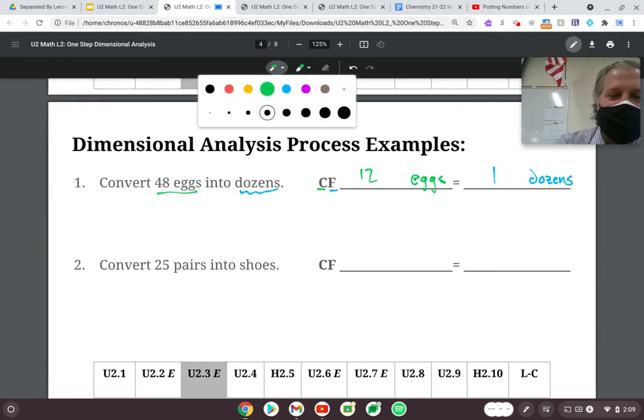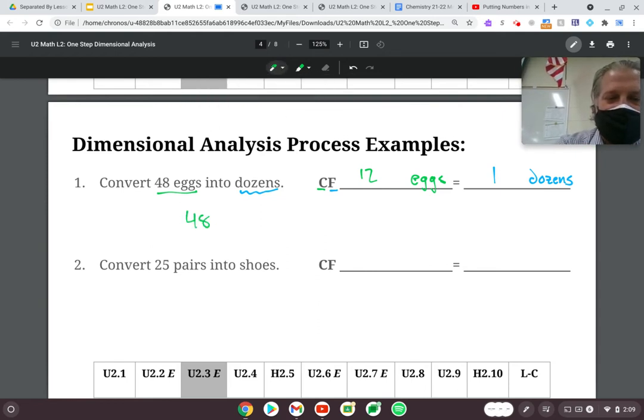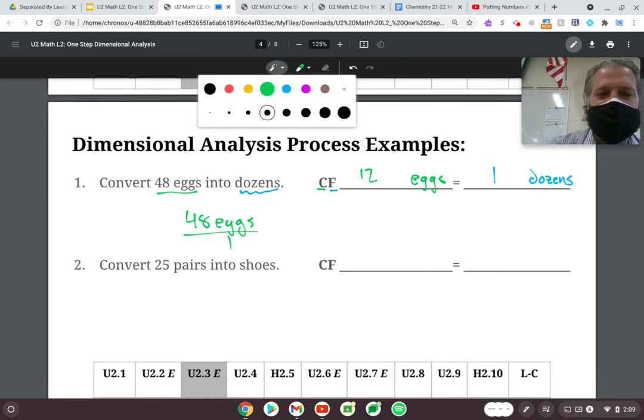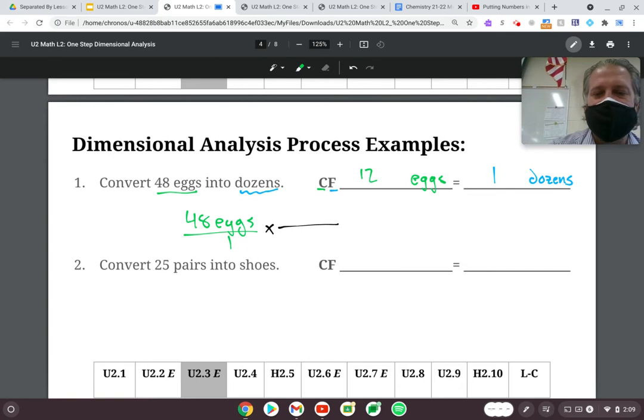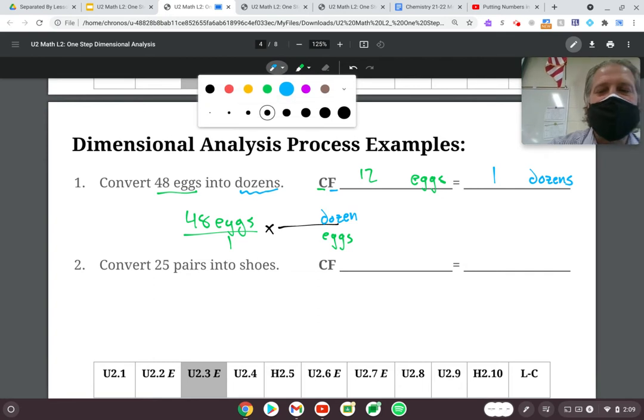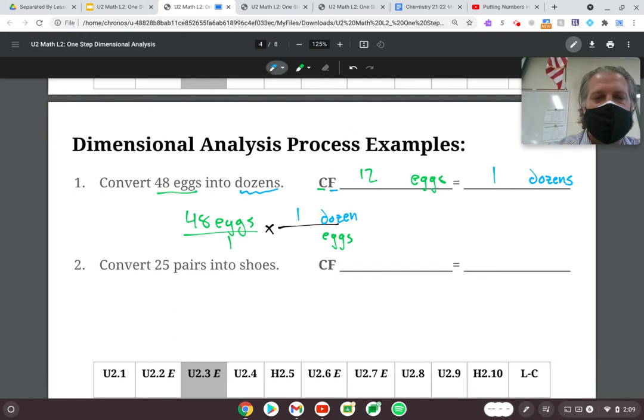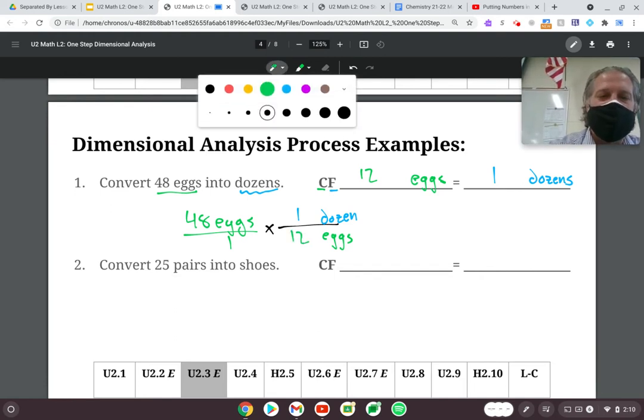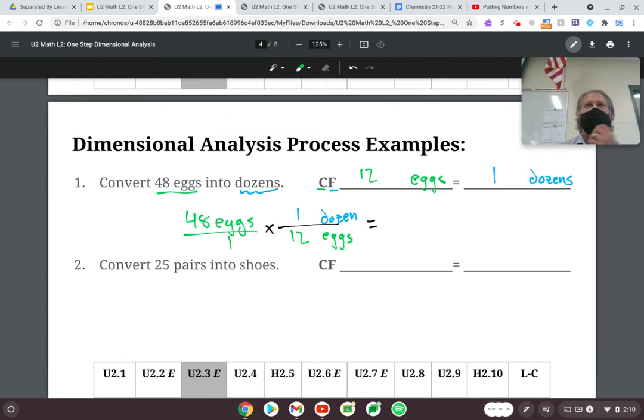So what I'm going to do is I'm going to take my given, which in this case is 48 eggs, and put it over 1. And then I'm going to set up my relationship or conversion factor so that I have the unit of eggs on the bottom and the unit of dozens on the top. I'm then going to go back and fill in my values. We know that in the conversion factor, there's 1 dozen, which equals 12 eggs. And then I'm going to go ahead and kind of combine things that I can.